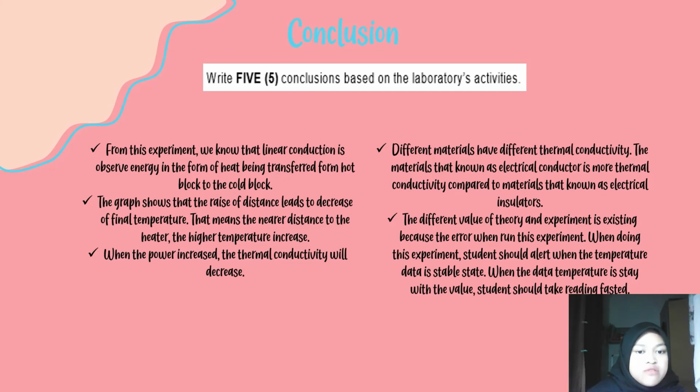When the power increases, the thermal conductivity will decrease. Next, different materials have different thermal conductivity. The materials that are known as electrical conductors have higher thermal conductivity compared to the materials that are known as electrical insulators. And lastly, the difference in value between theory and experiment exists because of errors when running this experiment.